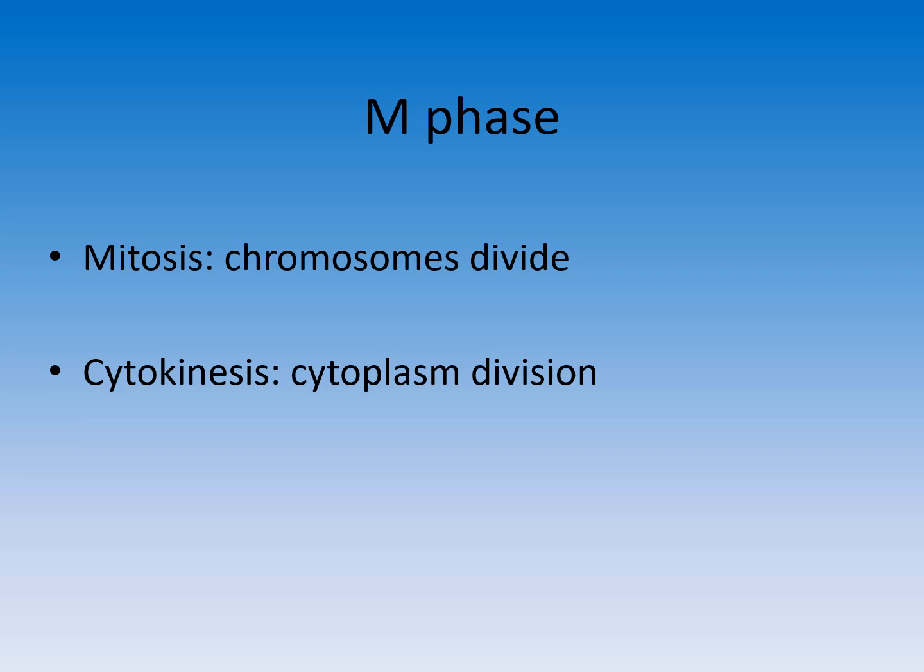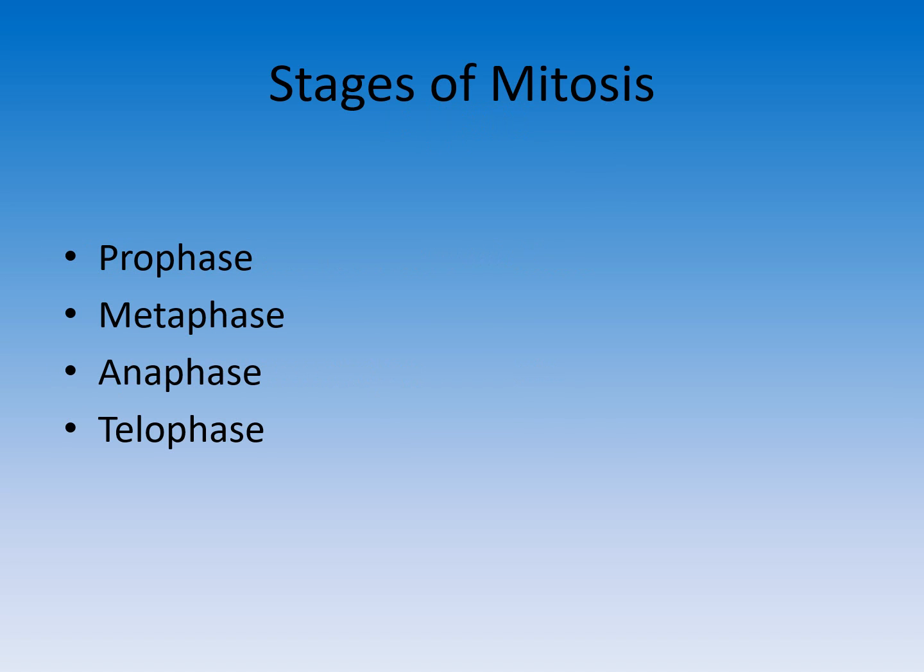Now your mitotic phase is divided into, remember, mitosis and cytokinesis. They are technically two separate events. Mitosis is when your chromosomes will divide, and then cytokinesis is when the cytoplasm division occurs. Now they are timed to end at the same time, but they technically are two separate events. Mitosis is divided into 4 stages: prophase, metaphase, anaphase, and telophase.